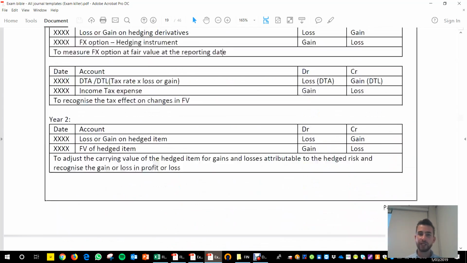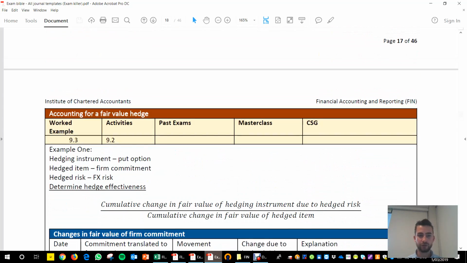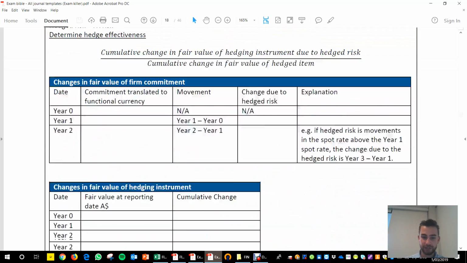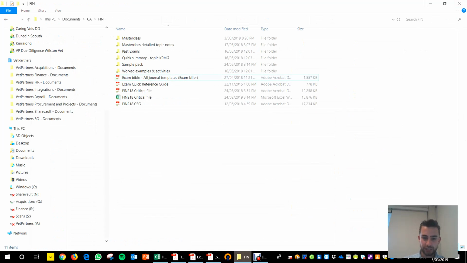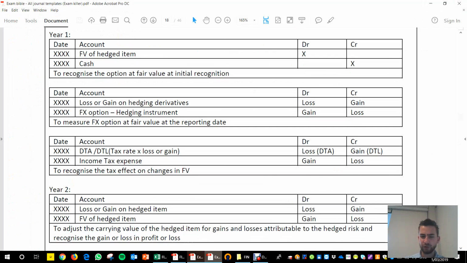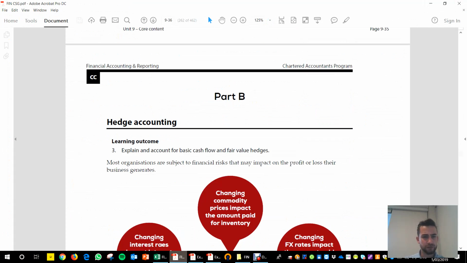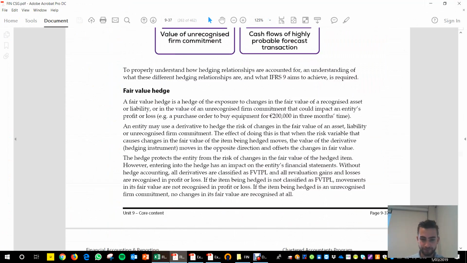So it's quite simple. This journal guide is really going to save you in the exam, especially if you're going to forget that first year journal as well. Okay, so that's really not too difficult. It's difficult in concept, but actually applying the journals isn't too hard, really.